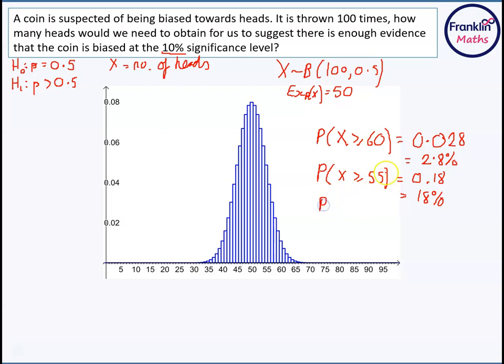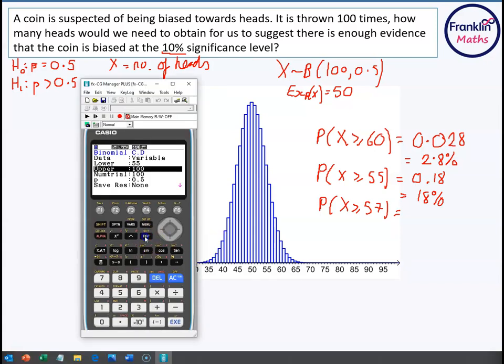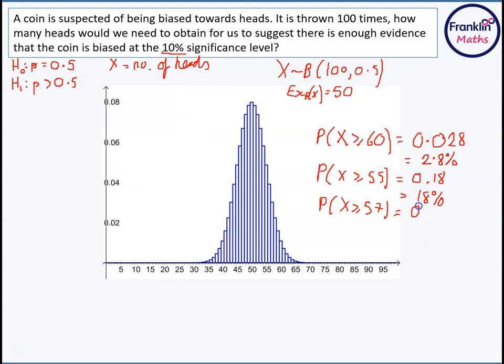Looking at the weightings of these, it makes sense just to go for 57. Trial and improvement, they used to call this. So this time 57, and I've got 0.0966, which is a 9.66% chance. Okay, so it looks like it's 57.